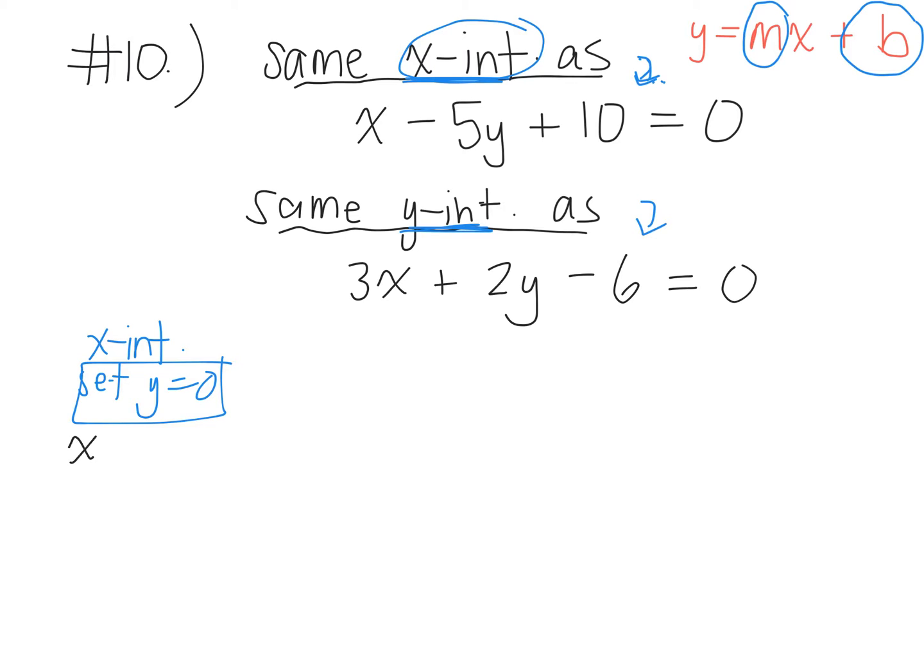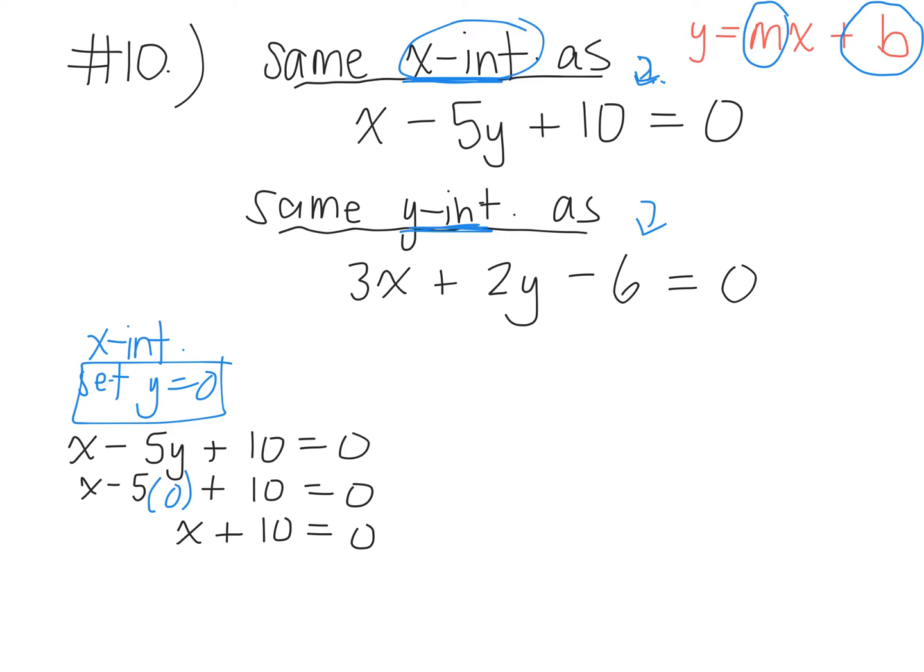Here's the equation. We're going to set the y value equal to 0, and we're going to solve for x. x, take away 5 times 0. 5 times 0 is 0, so that's eliminated. So we're left with x plus 10 equals 0. Now we need to isolate x, so x is equal to, what's the opposite of plus 10? Okay, so the x-intercept is negative 10. How do you write that as a coordinate?